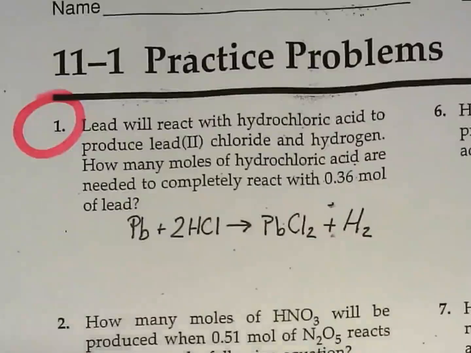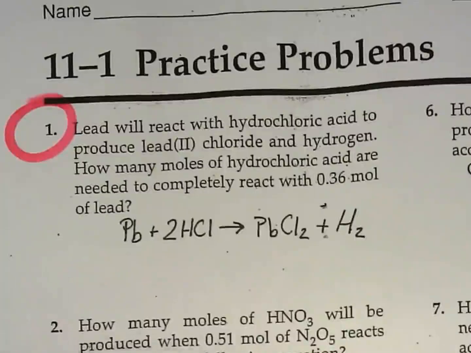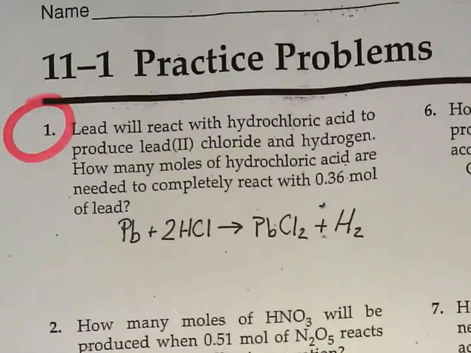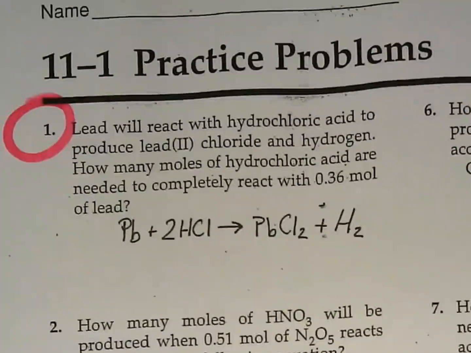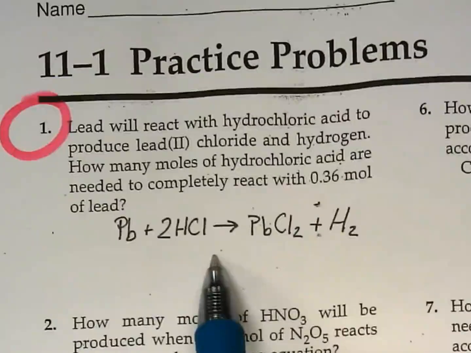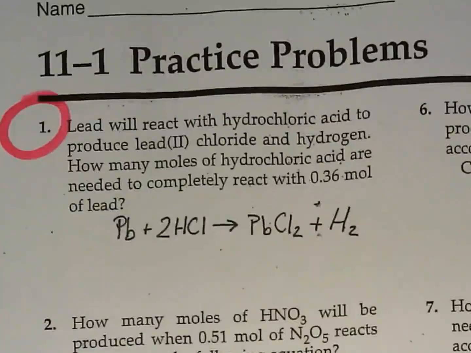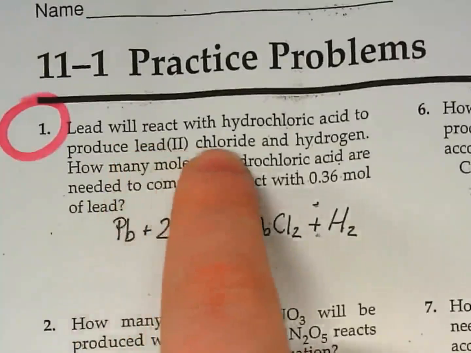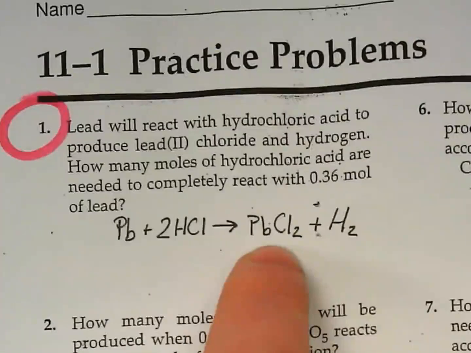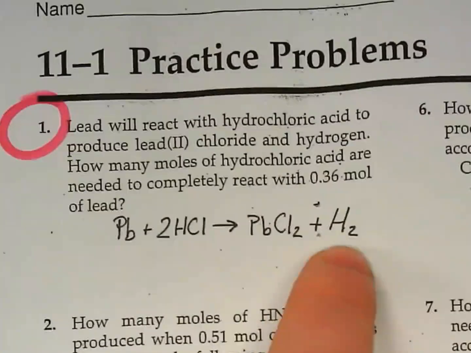Looking at number 1: lead will react with hydrochloric acid to produce lead(II) chloride and hydrogen. How many moles of hydrochloric acid are needed to completely react with 0.36 moles of lead? I gave you the balanced equation here in order to solve this. Let's reread this question. Lead will react with hydrochloric acid. It produces lead(II) chloride and then hydrogen gas.